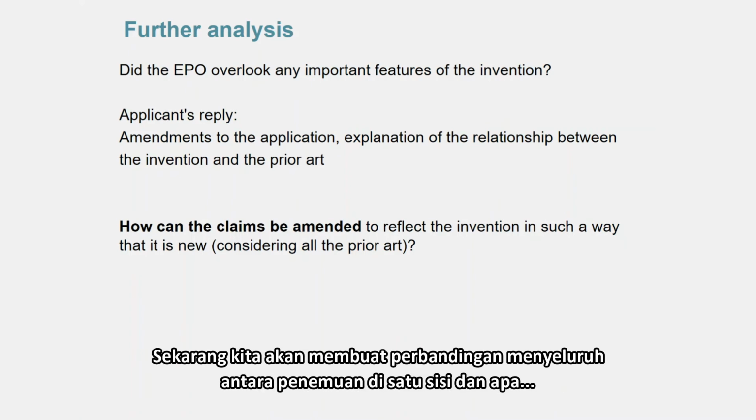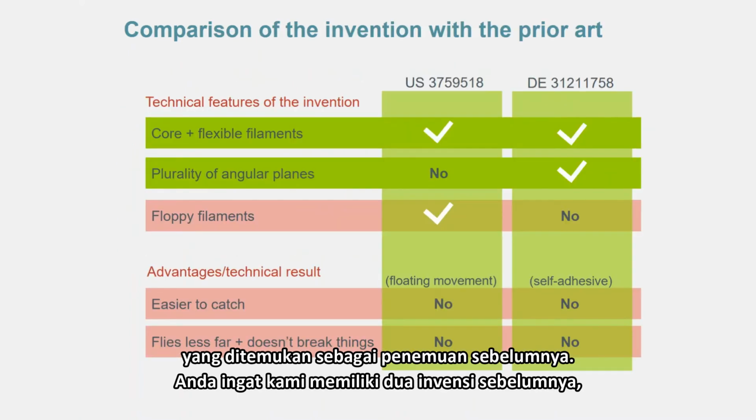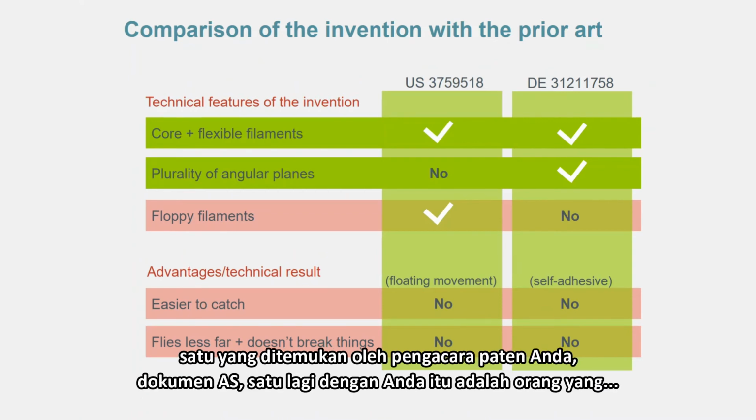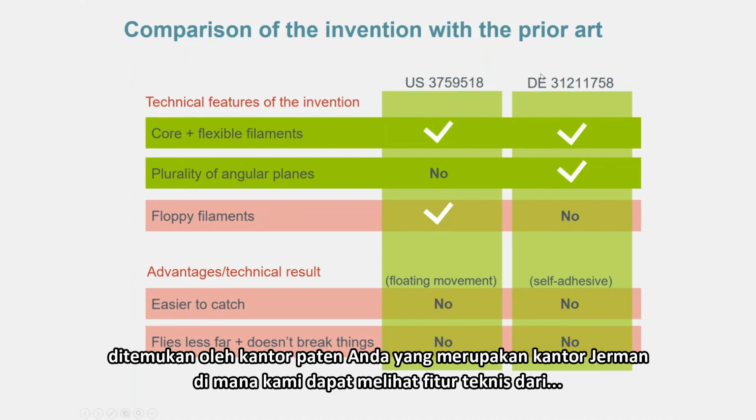Now, we are going to make a thorough comparison between the invention on one side and what was found as prior art. You remember we had two prior arts, one which was in fact found by your patent attorney, the US document, and the other one, which was found by your patent office, that is the German one.